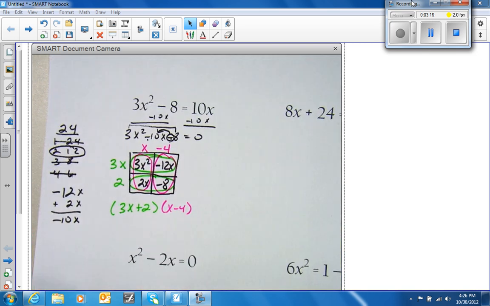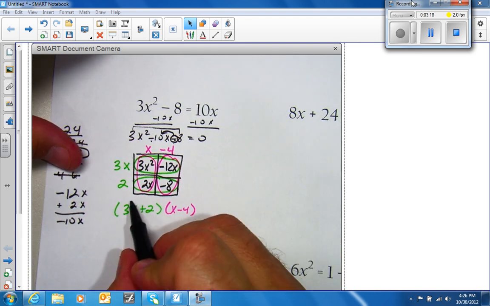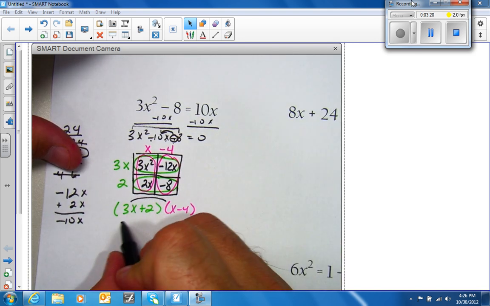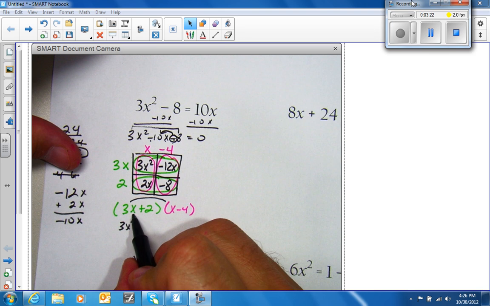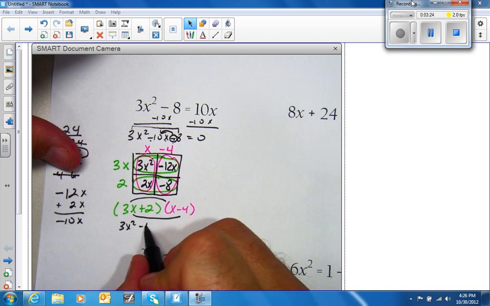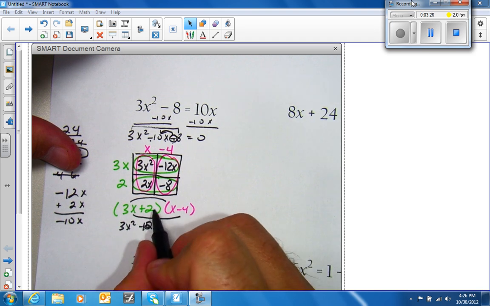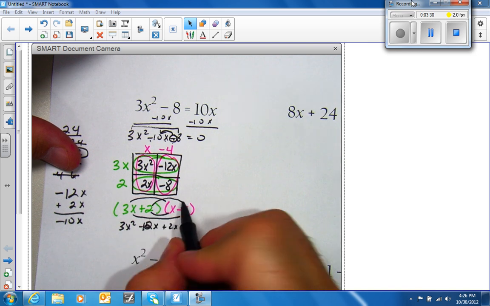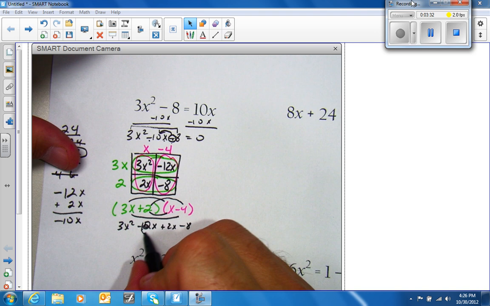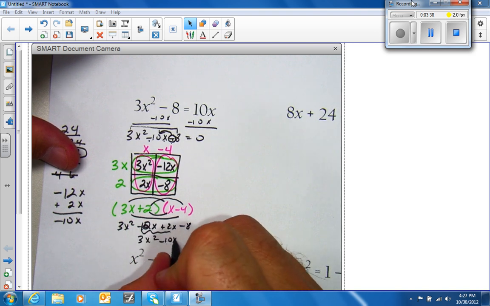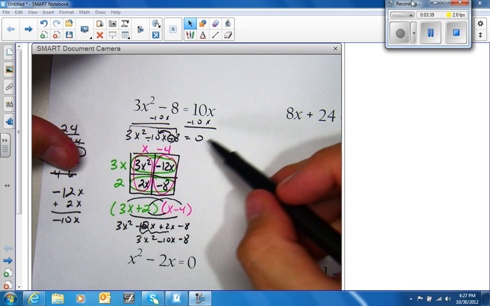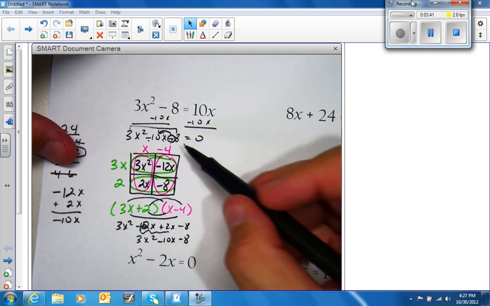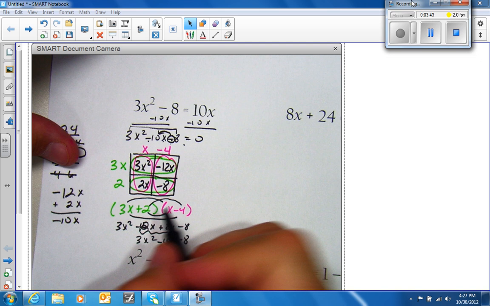Now, you can multiply them to double check. So watch. 3x times x is 3x squared. 3x times negative 4 is negative 12x. 2 times x is 2x. And 2 times negative 4 is negative 8. Add these together and you get 3x squared minus 10x minus 8, which is the same thing as our original problem. All right, so we're good to go. So these two are our two factors.